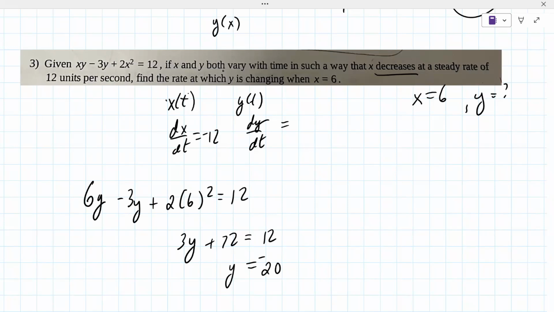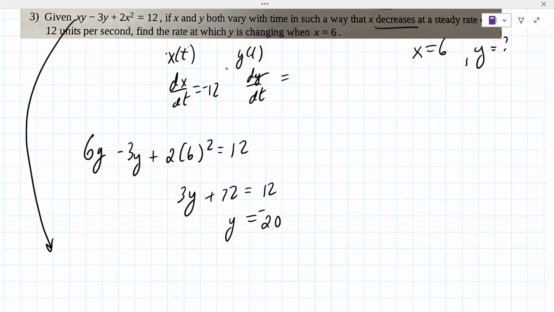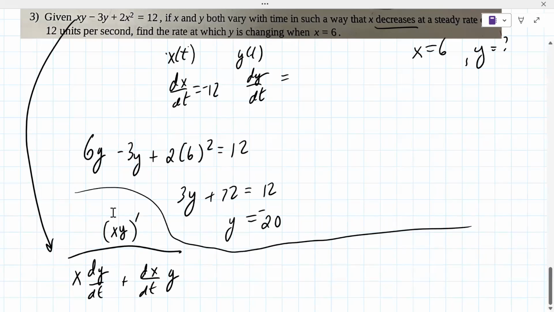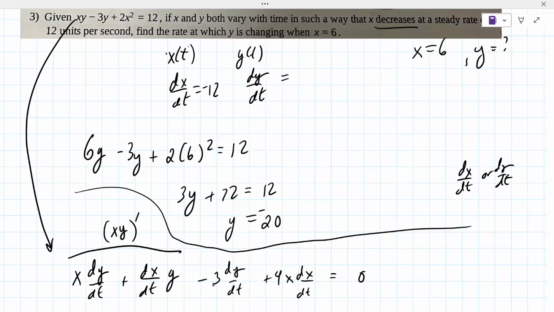And then we're using that to find the derivative, right? We've got to take the derivative of this now, just like we did in the previous problem, except now the derivative of x isn't 1, it's dx/dt. What's x dy/dt plus dx/dt y? That's the product rule of the xy derivative. Normally it's just 1 dy/dx, but because they're both with respect to t. So the next one, -3 dy/dt plus 4x dx/dt equals 0. The main thing is that there's going to be a dx/dt or a dy/dt appended to every single x and y term.